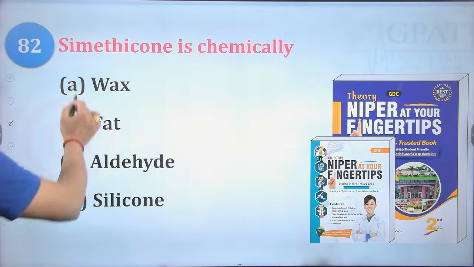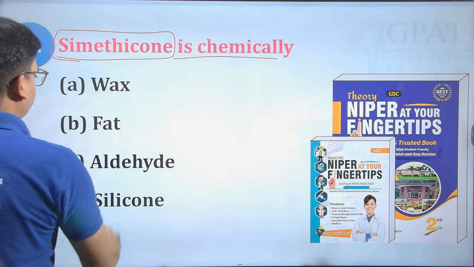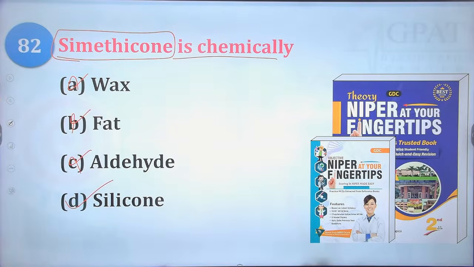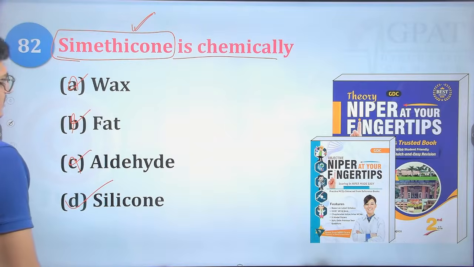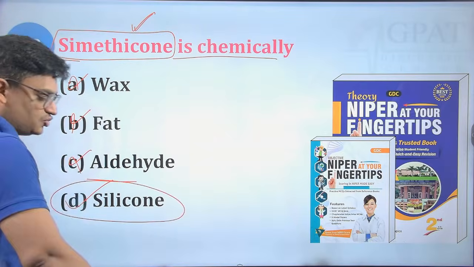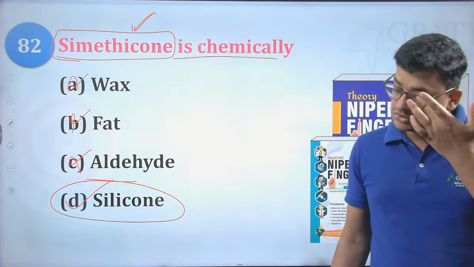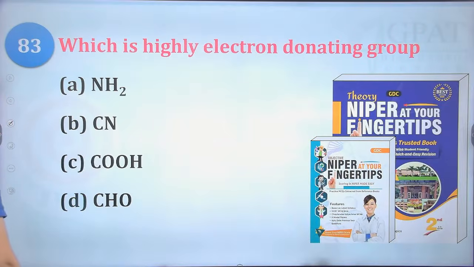Simethicone is chemically a wax, fat, aldehyde, or silicone? Yes, it's a silicone. It's a silicone composition that we have as simethicone. Generally, we have this composition in many laxative agents. It has anti-flatulent properties, so simethicone is used in these cases. So yes, option D is the correct answer.